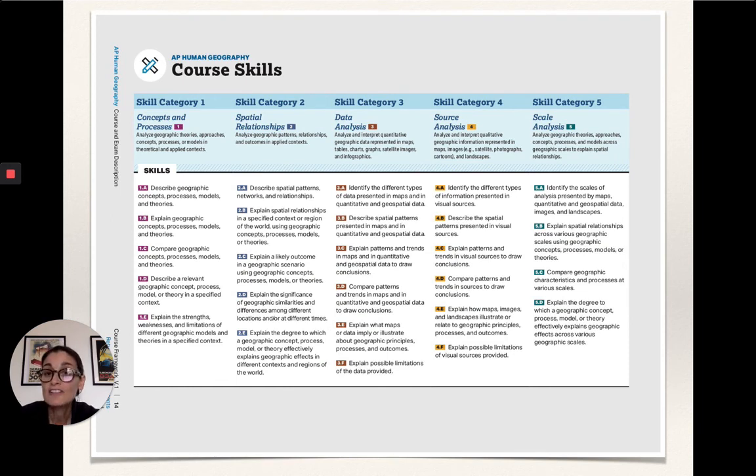2D, explain the significance of geographic similarities and differences among different locations and/or at different times. So let's think of population distribution, right? And population pyramids. So think of a population pyramid for, say, Bahrain. Bahrain is in the Middle East. It is heavy on males. Why is Bahrain heavy on males, right?